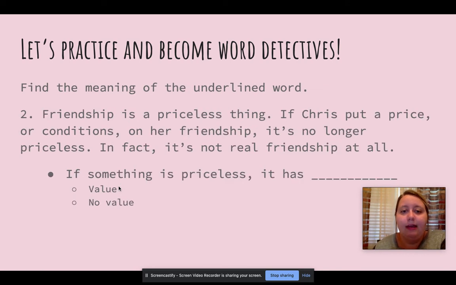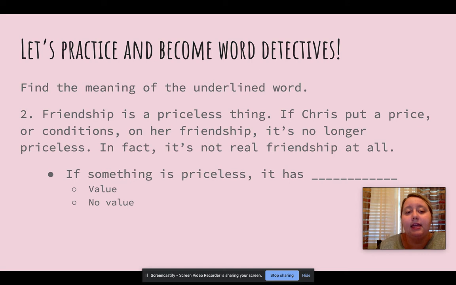Number 2, and I didn't underline my word here either. My goodness. Sorry, guys. So again, we're going to find the meaning of the word priceless, and right here is the word priceless. So friendship is a priceless thing. If Chris put a price or conditions on her friendship, it's no longer priceless. In fact, it's not real friendship at all. So if something is priceless, does it have value or does it have no value?